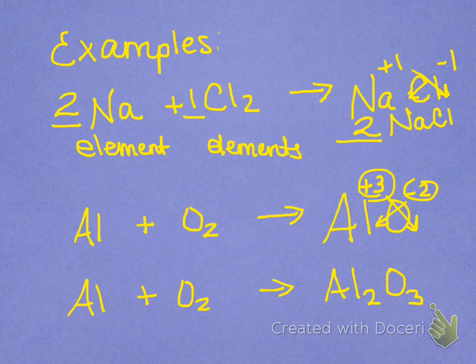Is this balanced? No, it's not. So we need some coefficients to balance it. We've got 2 oxygens here, 3 oxygens here, so we need to get to a number that is equal. So I'm going to put a 2 here and a 3 here. That gives me 6 oxygen on each side. Now I have 2 times 2 is 4 aluminum. So now I have a balanced chemical equation.